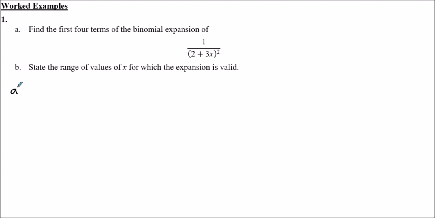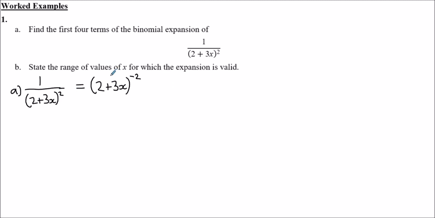So for part A, what we've got here is 1 over something. It's 1 over, in particular, (2 plus 3x) squared. In algebra, if you've got something where it's 1 over, you think this is a reciprocal. So this is the same as saying it's (2 plus 3x) to the power minus 2, because this bracket is on the denominator, so this is the same as the denominator to this power made minus.